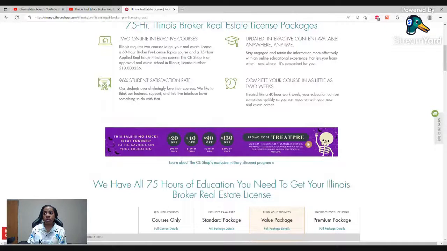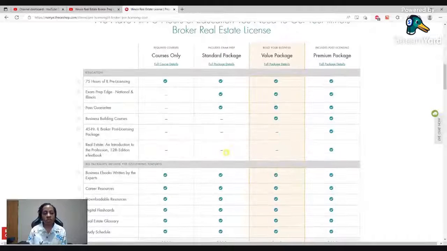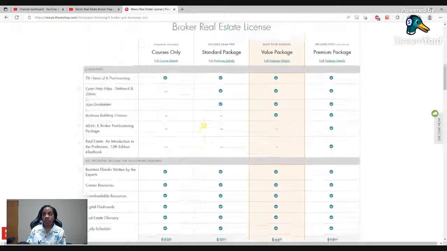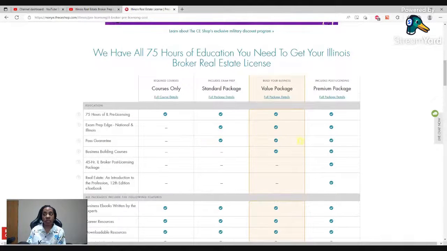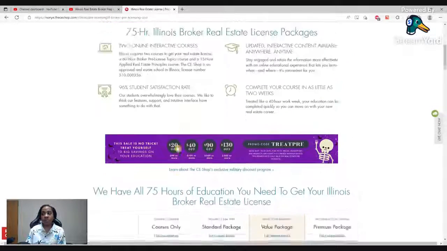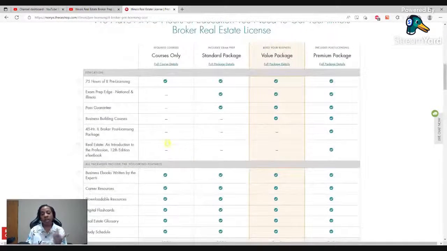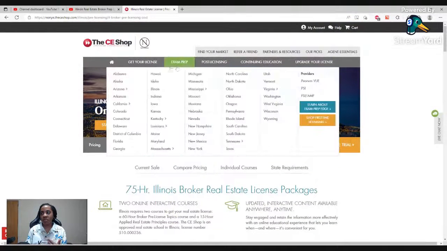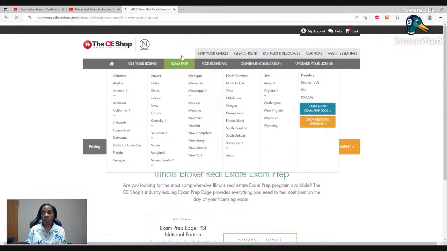There are some discounts with Halloween. Actually, I have another discount in a few days too. But this is the cost, and they tell you all that's included, right? They have a pass guarantee for most of their products. I found out about them because my brokerage partners with them, and I have CEs coming up. I have to do some continuing education, and so I will be using them for that. Then, if you go up here to exam prep and pick Illinois, they're in so many other states as well.